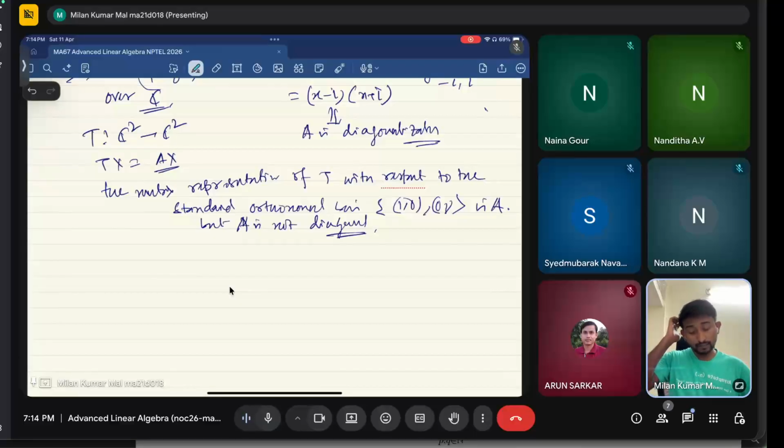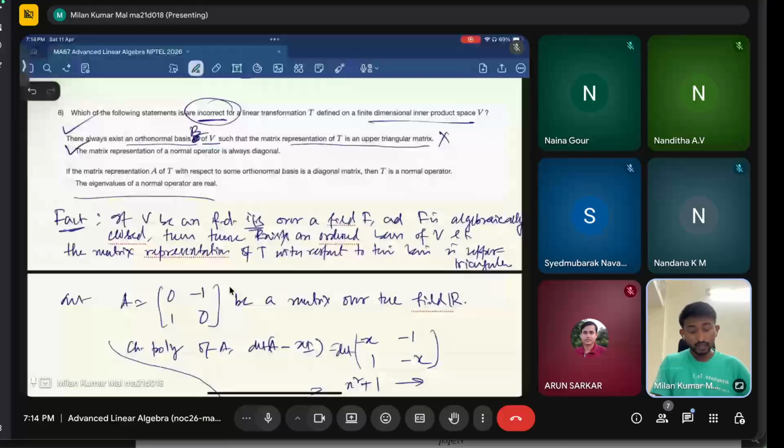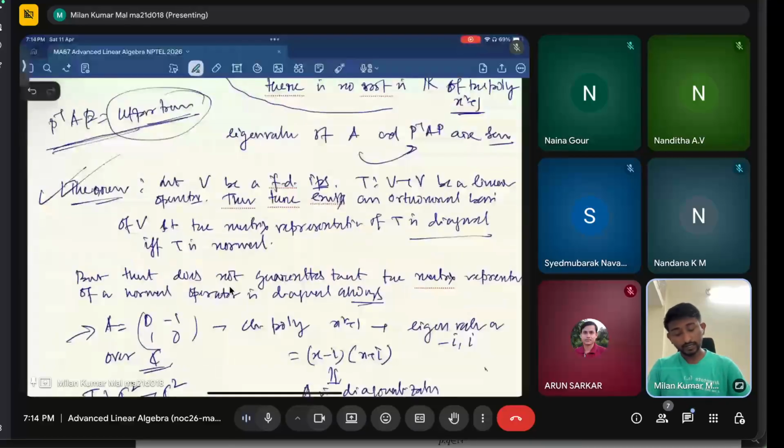The third one says if the matrix representation of T with respect to some orthonormal basis is diagonal, then T is a normal operator, and that is exactly what the theorem states: there exists an orthonormal basis B such that the matrix representation of T is diagonal if and only if T is normal. So as a statement this is correct, but as an option it is incorrect. The last option is that the eigenvalues of normal operators are real. That is also as a statement incorrect, because here the operator T is normal.